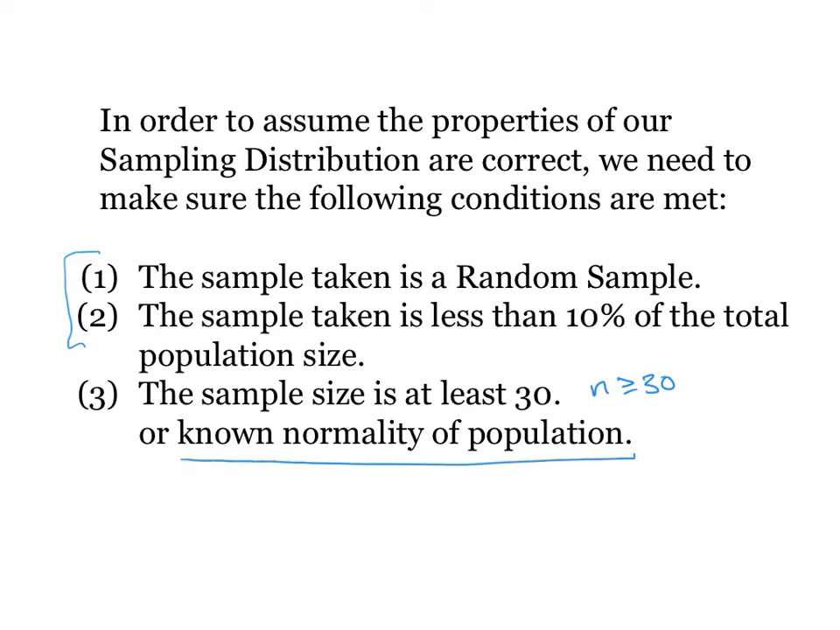Or if you know that the population distribution is already normal, then any sampling distribution you create from that will also be normal. So there are certain variables that we know already that are normally distributed, like the length of pregnancies, the height of males, the height of females. There's thousands of variables that are already normally distributed. So if we know the data we're collecting is coming from a normal distribution, we can assume then the sampling distribution is also normal. But if we don't know that the population is normal, then we'd have to check that our sample size is at least 30.